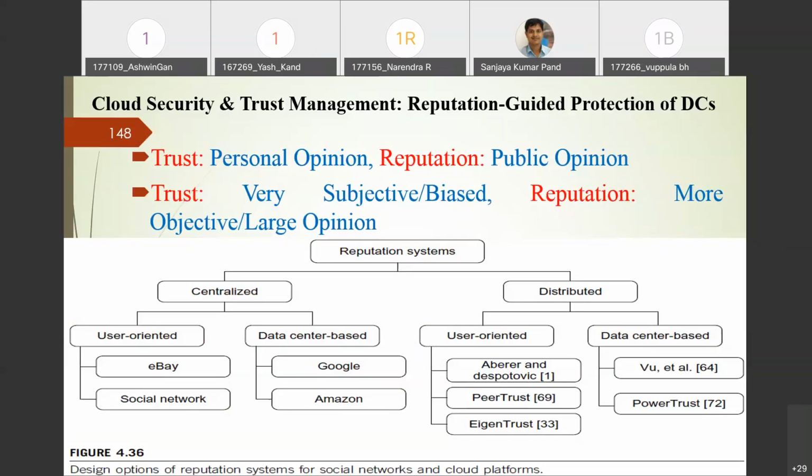Similarly, if you go the distributed way, in the user-oriented part, three things are written. These three are nothing but three research papers or three models developed by various organizations or institutes. Similarly, in the data center part also, you can see two research papers are written. I will tell you about these research papers overall, so those who are interested can download these papers, go through these organizations' work, right?